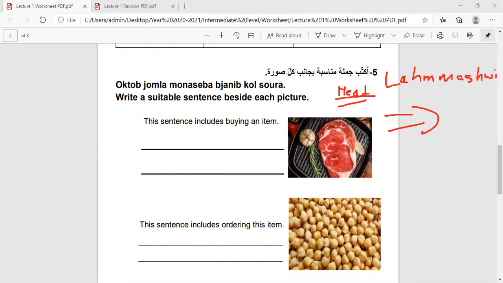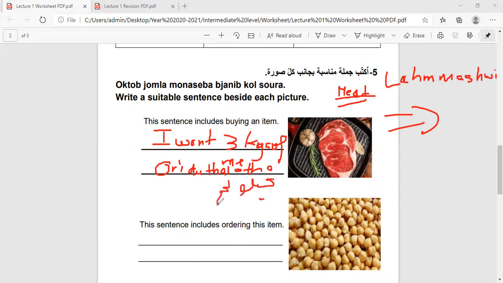Here, let's assume you want to buy an item. You want to buy this lahm. What do you say? I want 3 kilos, for example, or 3 kilograms of grilled meat or of meat. I want is what? أريد 3 كيلو لحم. Okay, so أريد 3 كيلو لحم.